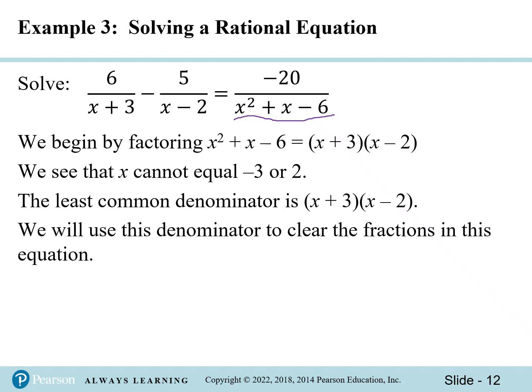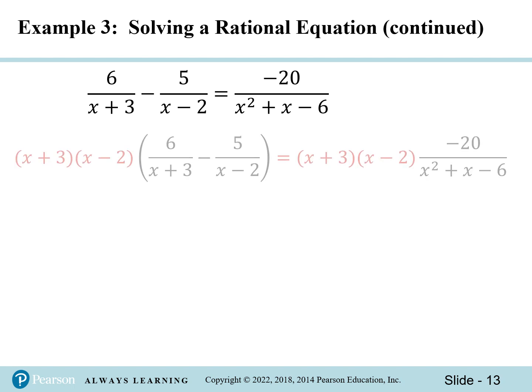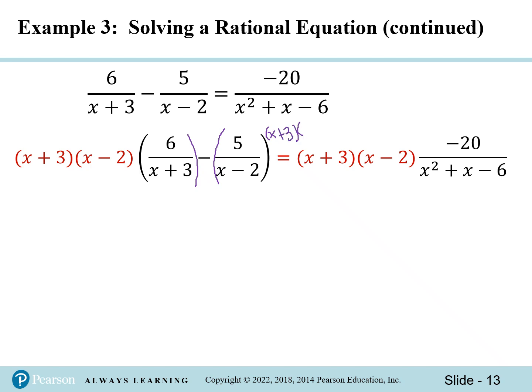My LCD is one of everything I see, so in this case it's going to be (x plus 3)(x minus 2), and we'll use this denominator to clear the fractions in this equation. So I'm multiplying each side of the equation or each piece by it. I can put that parentheses there and that parentheses there, and then do another, if it's easier, x plus 3 and an x minus 2 there.